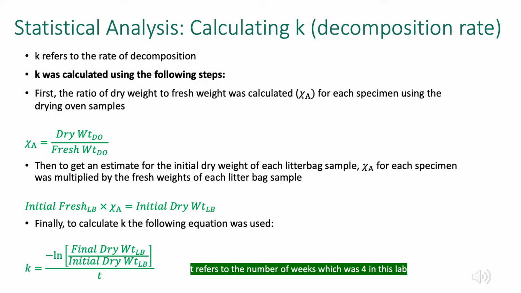Then, to get an estimate for the initial dry weight of each litter bag sample, the ratio of dry weight to fresh weight calculated in the step above was multiplied by the fresh weight of each litter bag sample. Then, K, or decomposition rate, was found by taking the negative natural log of the final litter bag dry weight over the initial litter bag dry weight, and then dividing all of that by T, which in this case was 4 weeks.